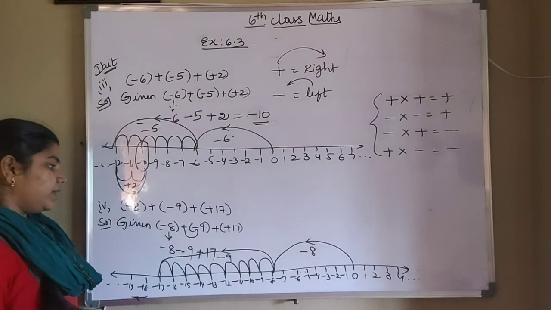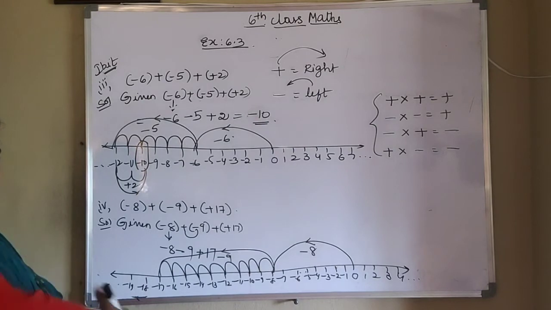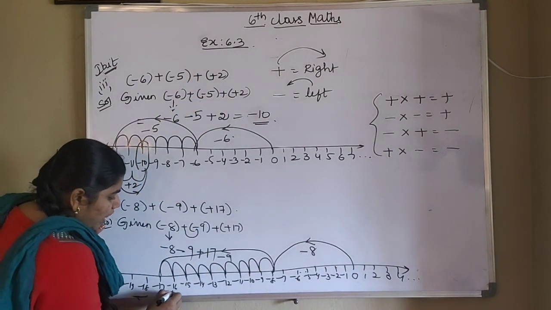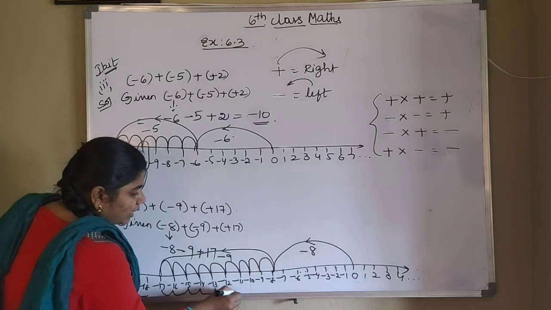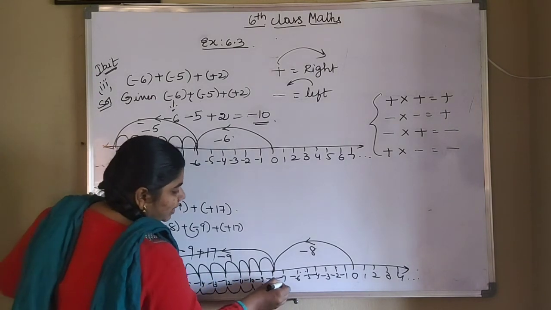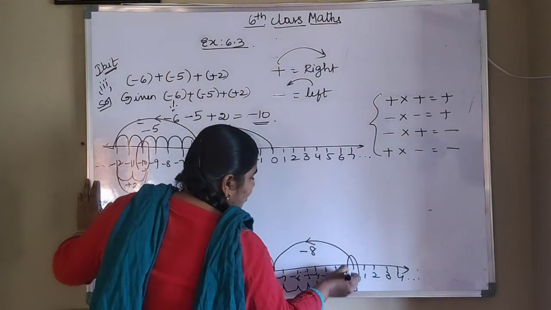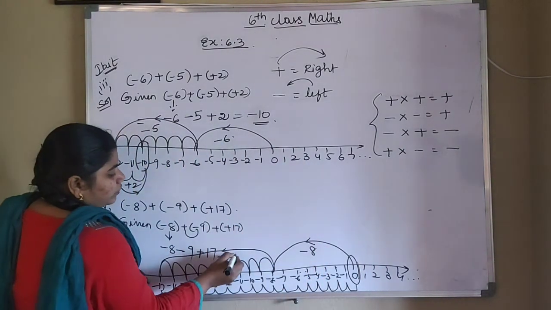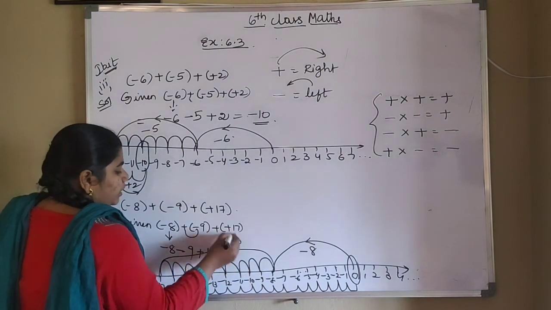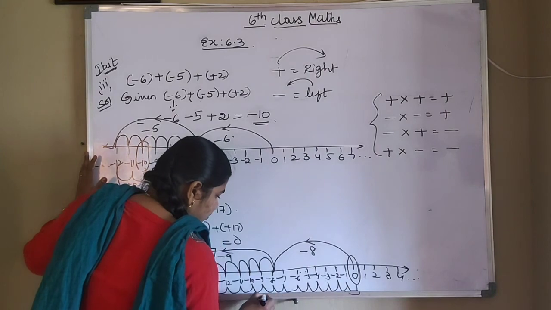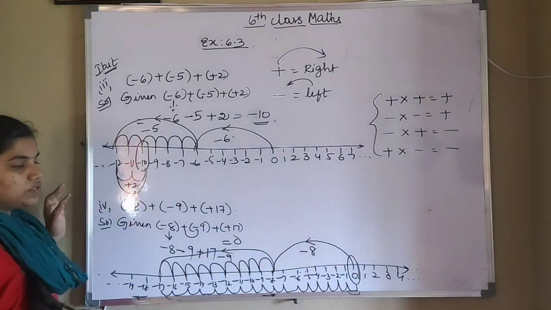Now plus 17. Plus 17 means we have to move to the right side. How many times? 17 times we have to move. So 1, 2, 3, 4, 5, 6, 7, 8, 9, 10, 11, 12, 13, 14, 15, 16, 17. So what is the answer here? 0. So that will be equal to 0 here. So this I am moving to the right side. This side I am moving because it is a positive number.